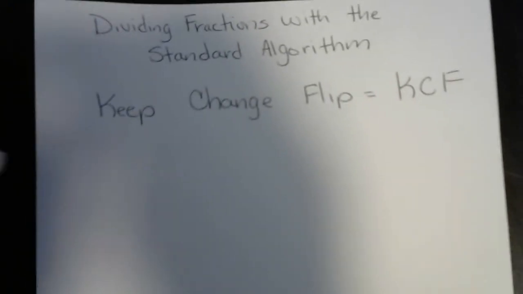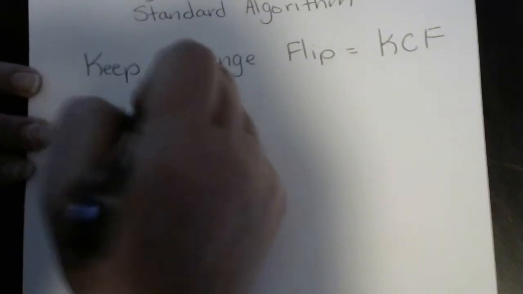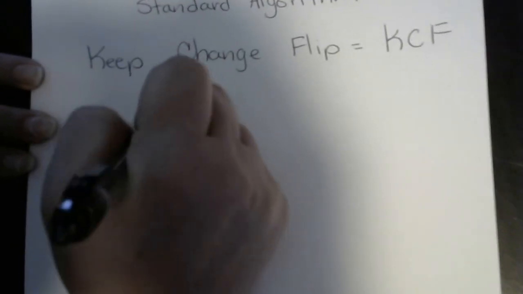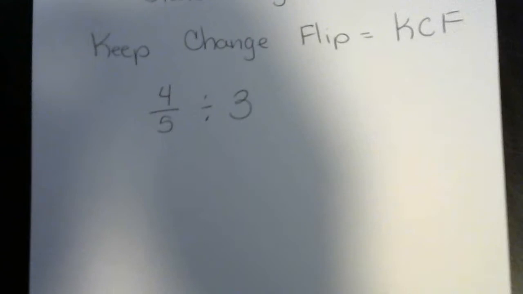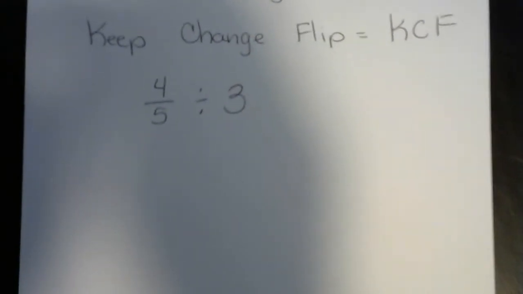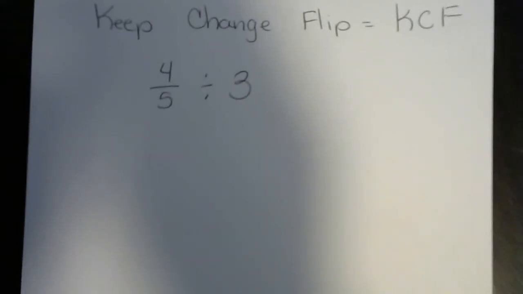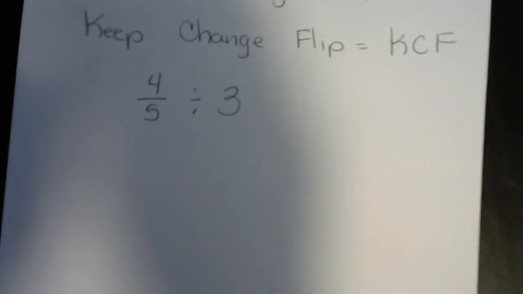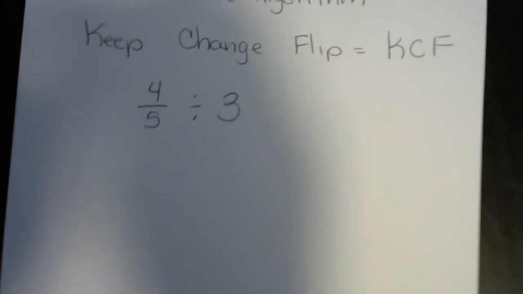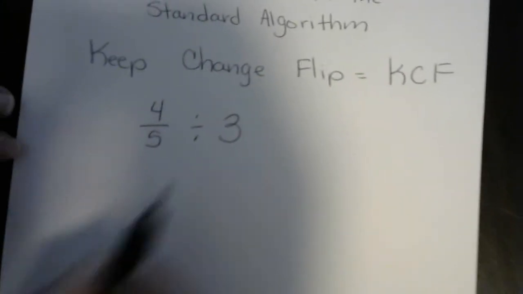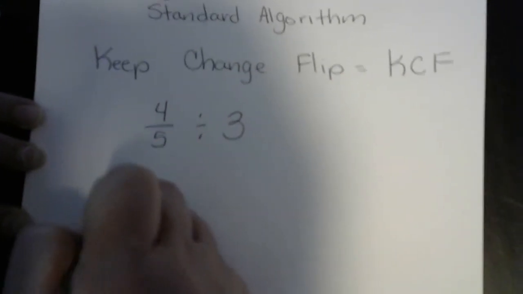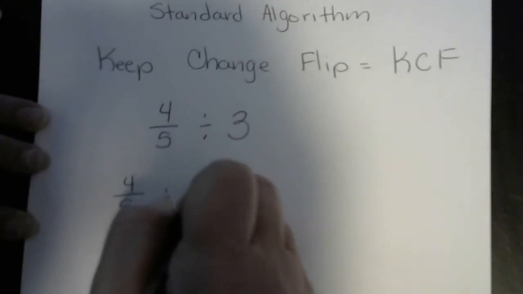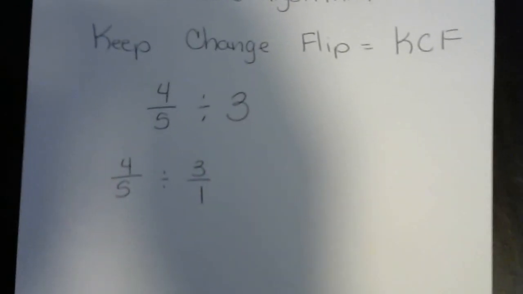So today we're going to divide 4/5 divided by 3 wholes. Okay, we're going to start with dividing a fraction by a whole number. The first thing we have to do is write the whole number as a fraction. To do that, we are going to write it with a denominator of 1. So we end up with 4/5 divided by 3/1. Okay, that's the first thing we're going to do.